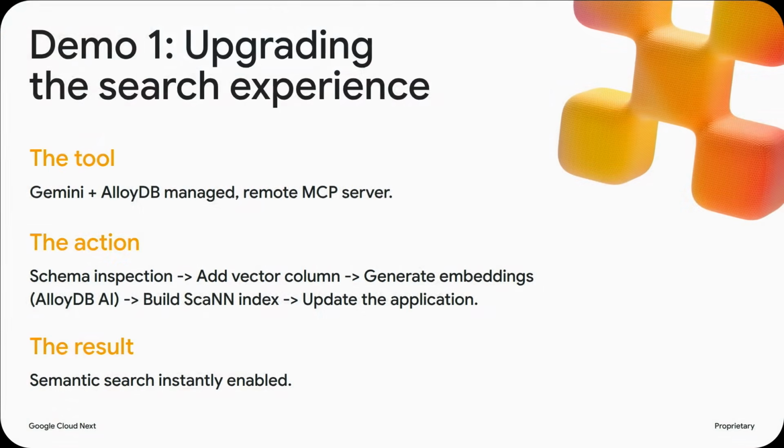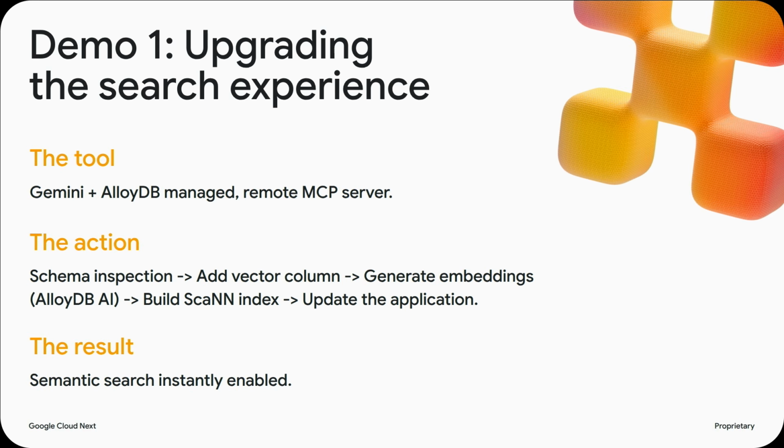So let's look at the first demo. Again, we are still talking about the plant shop. In this case, we are going to first tackle the search experience, and we are going to make sure that the search experience improves in a way that it starts supporting semantic understanding and returns results accordingly. We are going to use Gemini, and we are going to use AlloyDB, our managed Postgres database from Google Cloud.